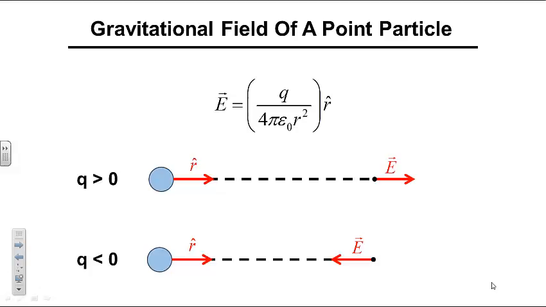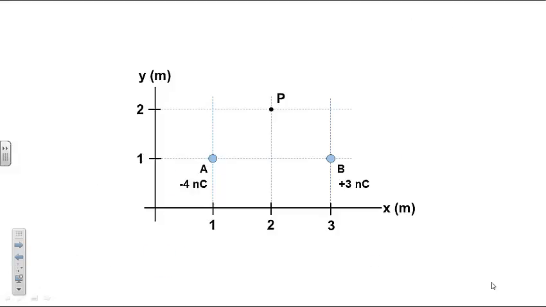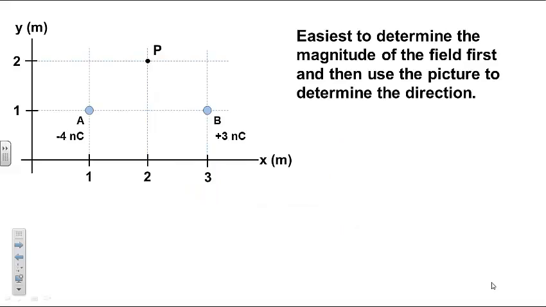Let's calculate the electric field of this system of two charged point particles at the position P. It is easiest to calculate these electric fields by first determining the magnitude of the field. We can then determine the associated direction based upon the charge of the point particle. This is likely easier than determining the direction using r hat for each particle.